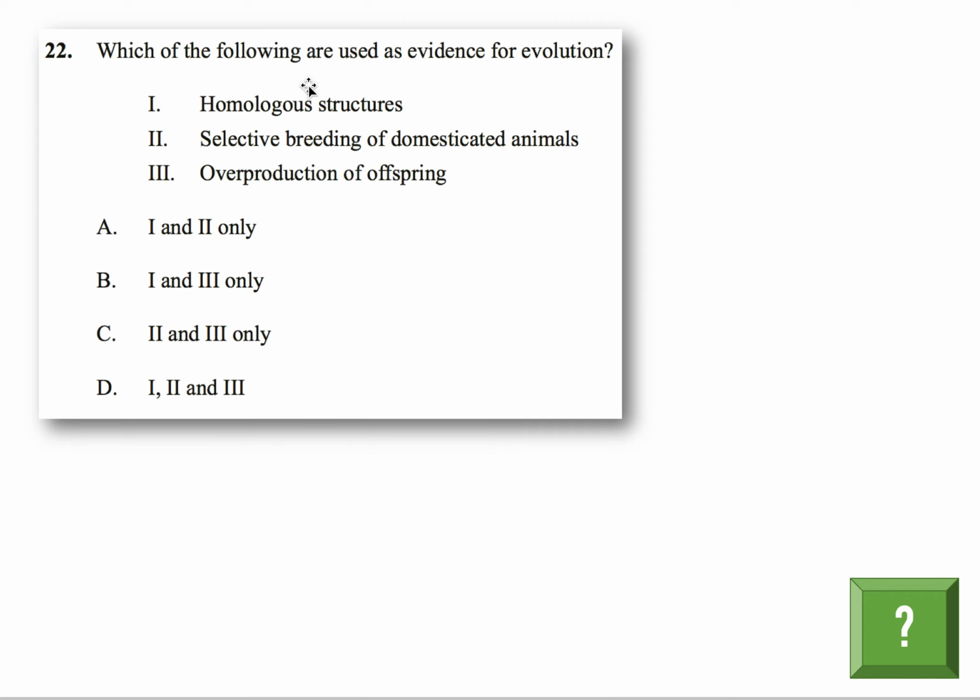So let's see. 1 here, they have homologous structures, and 2, selective breeding, and then 3, overproduction of offspring. So that one's not correct. So that one isn't one of the 3 you need to remember. So it's going to be 1 and 2. So it's going to be A.